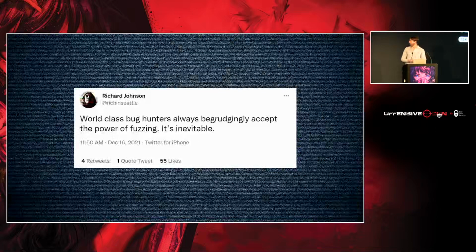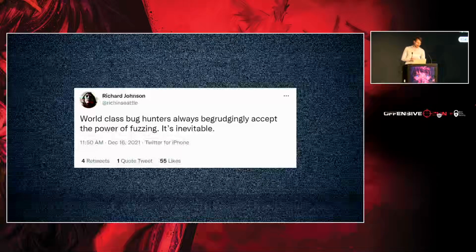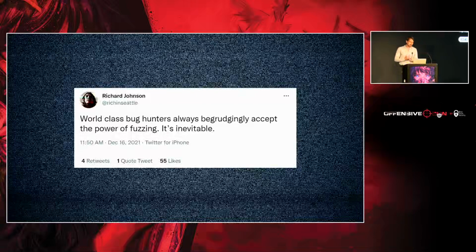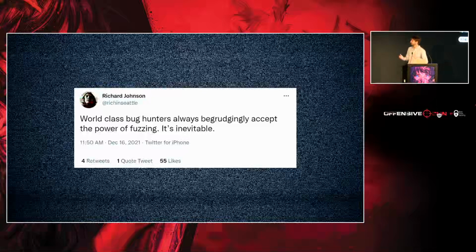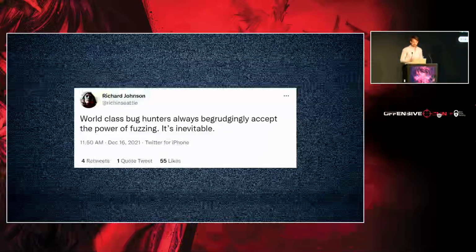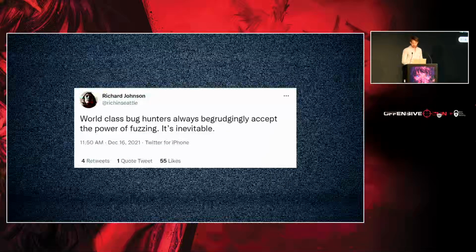Richard Johnson, who gave a training at OffensiveCon about fuzzing, said this just a few months ago: world-class bug hunters always begrudgingly accept the power of fuzzing. It's inevitable. That sounds very Borg-like, but he's actually right. It's a really useful addition to your vulnerability research.